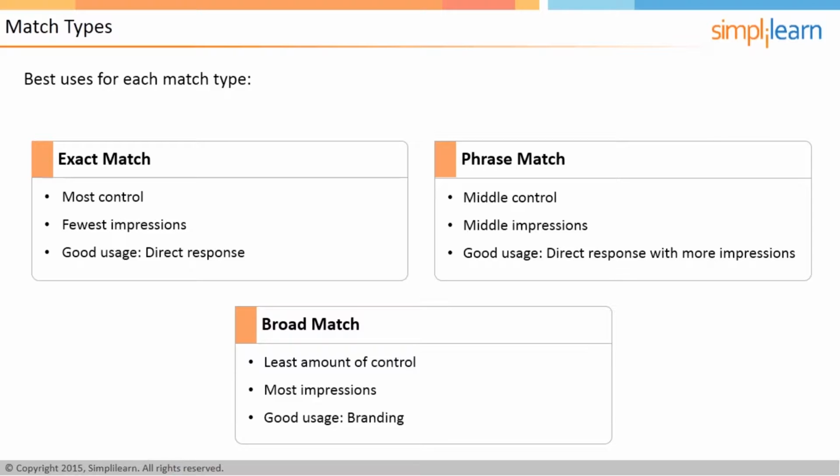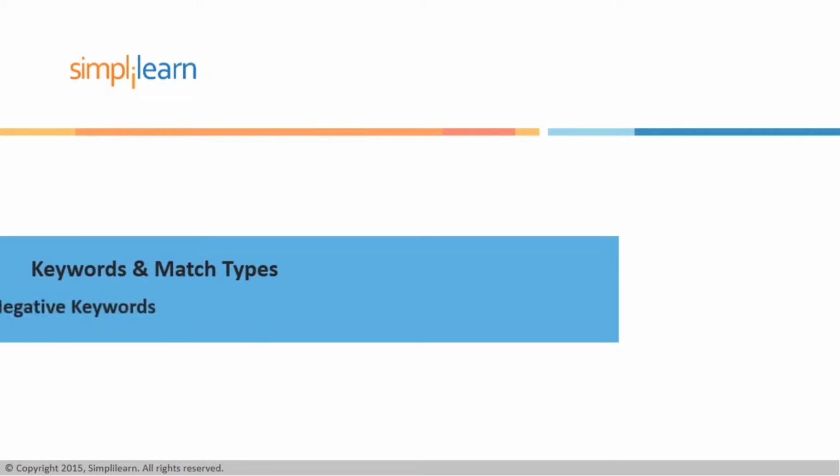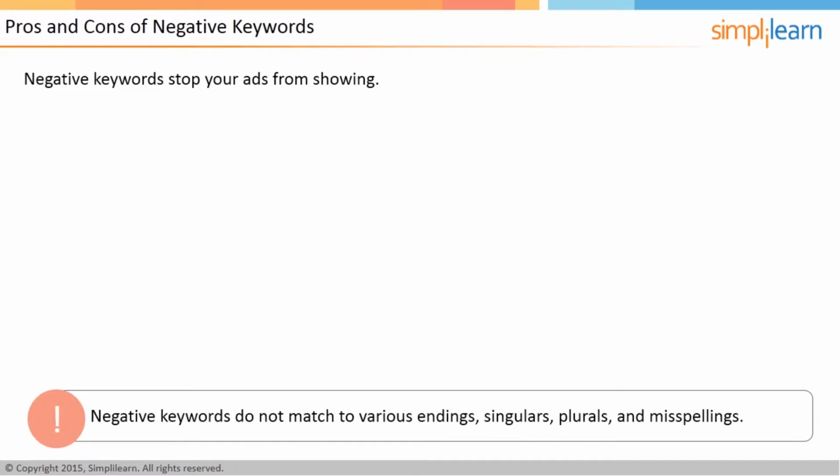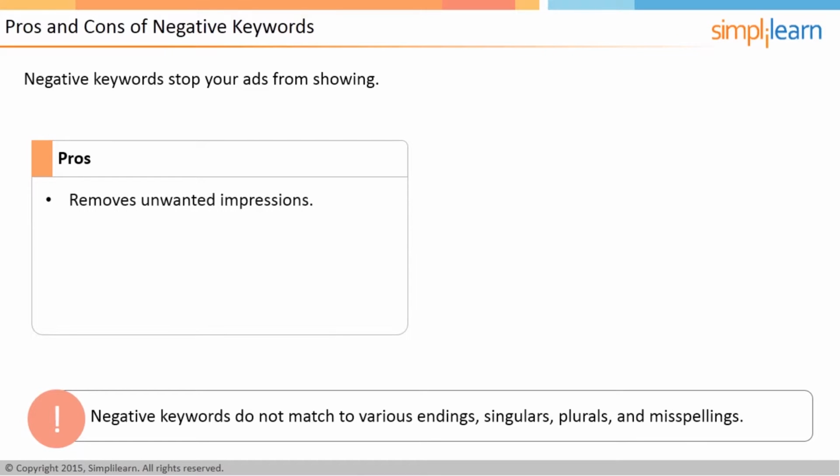So match types determine how closely related your keyword must be to the query in order for your ad to be displayed. Now there's times you don't want an ad displayed. So this is what negative keywords are good for. Negative keywords stop ads from showing. Now, negatives are a little different from exact and phrase match words, in that they do not ever match to various endings, singulars, plurals, misspellings, stemmings, and so forth. So the advantage of adding negative keywords is it removes unwanted impressions. You can keep your ad from showing.